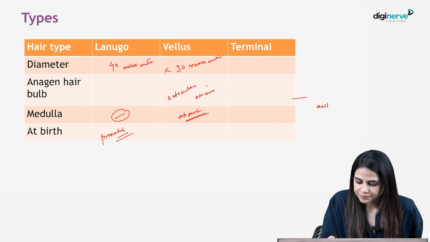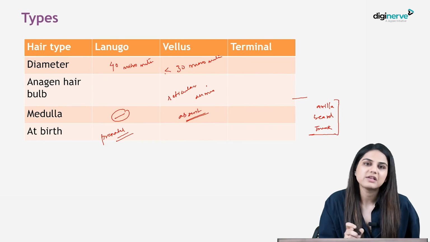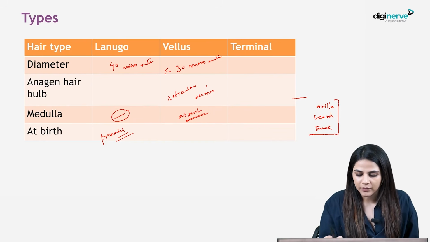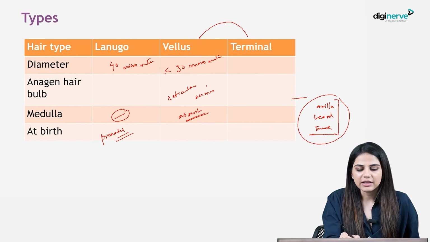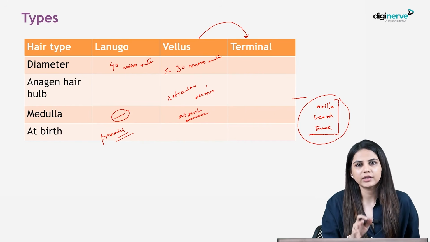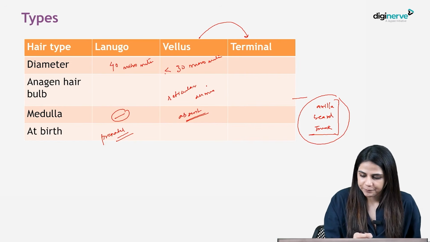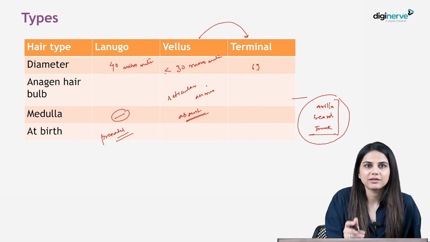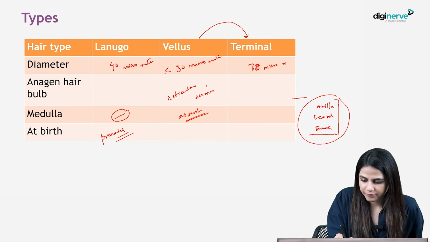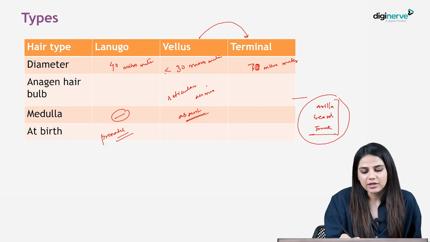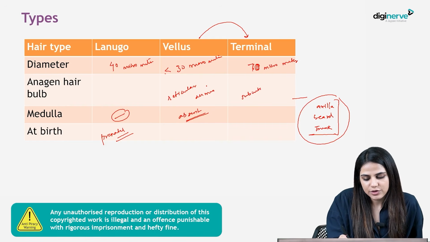So, axilla, beard and trunk are the regions where terminal hair is present. The terminal hair is androgen dependent and the vellus hair in these particular regions get converted into terminal hair during puberty. The terminal hair is a thick, black, dark hair whose diameter is 60 or rather 70 micrometer. The depth of the anagen hair bulb here is in the subcutaneous tissue.